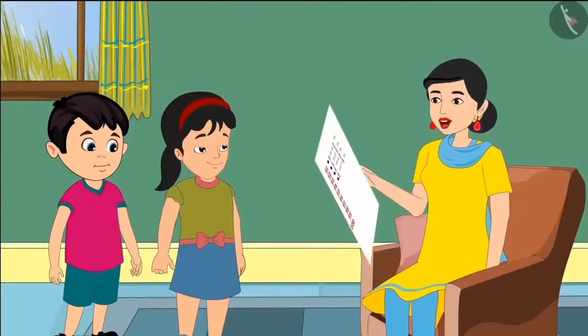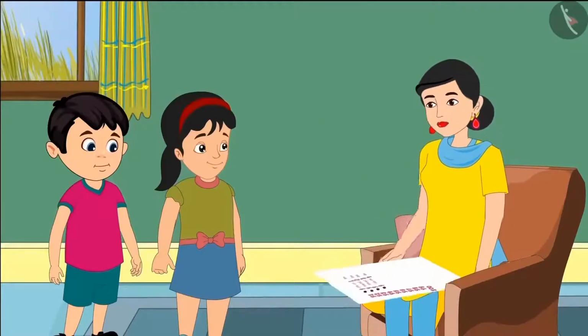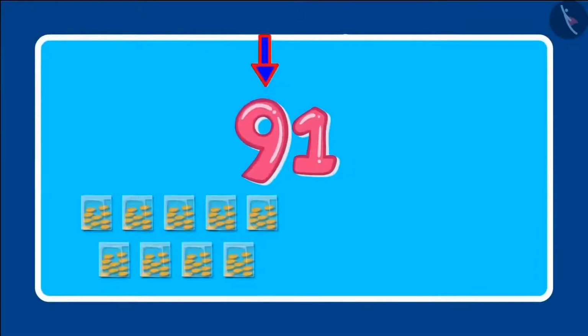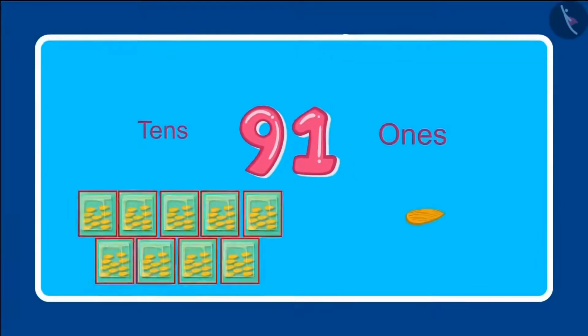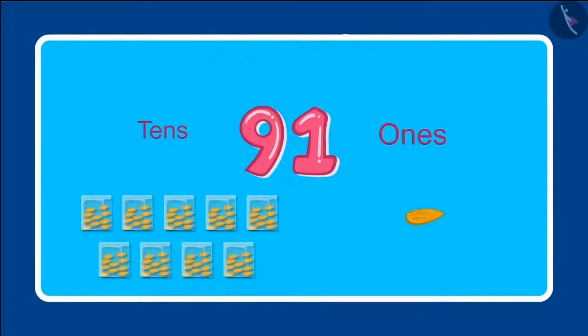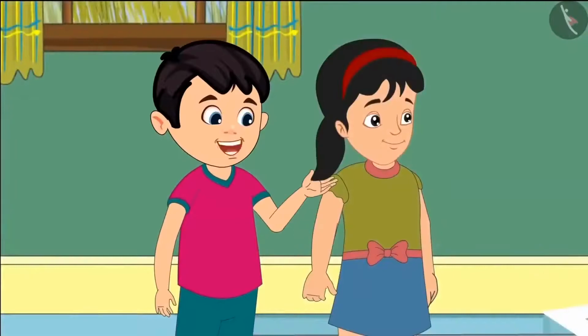Hey children, you have written it upside down. We write 91 like this. And there are 9 tens and 1 one in it. That means 9 bundles of 10 and 1 loose. Oh yes, we have made this mistake in all the numbers.